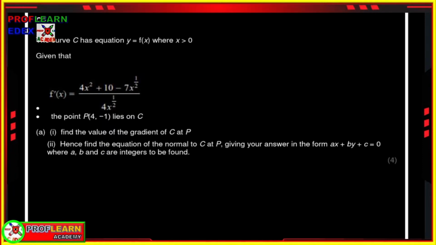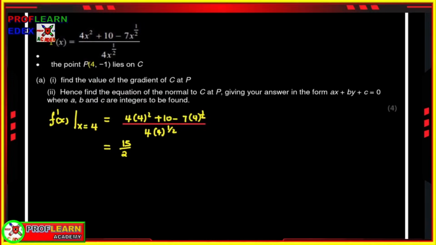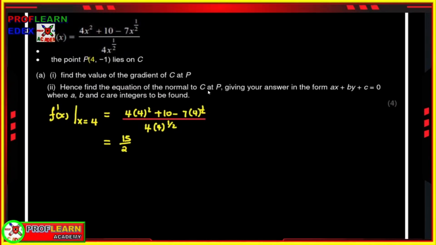And remember, to do this we only need to substitute the value of x, which is 4, into this gradient function. So we are going to write the gradient function, and then anywhere we have x we shall be substituting 4. Then we simplify that, which is going to reduce to 15 over 2 as the gradient of C at P.